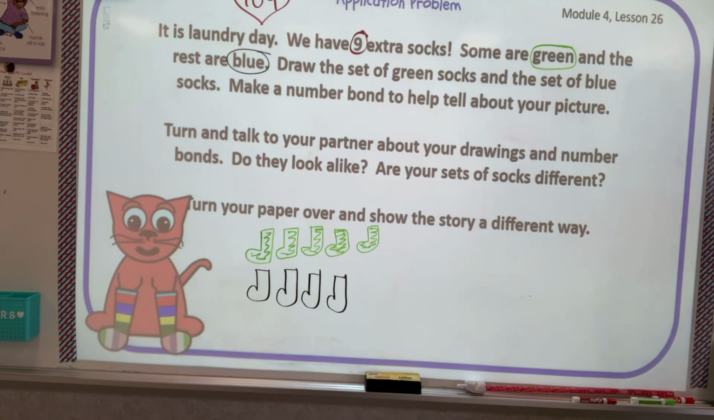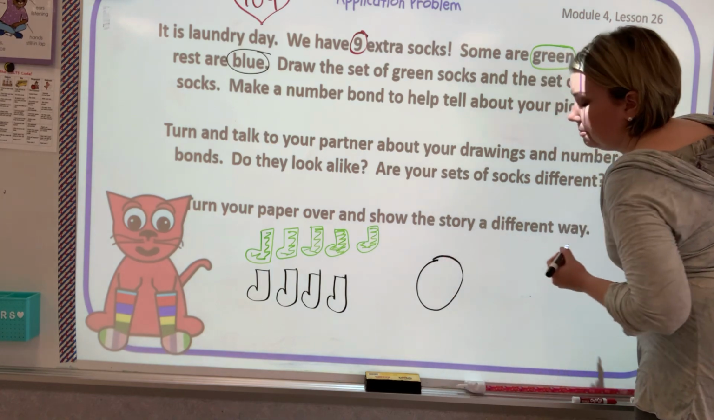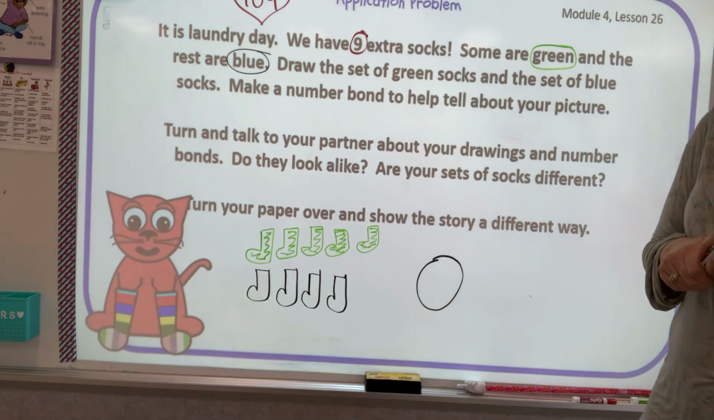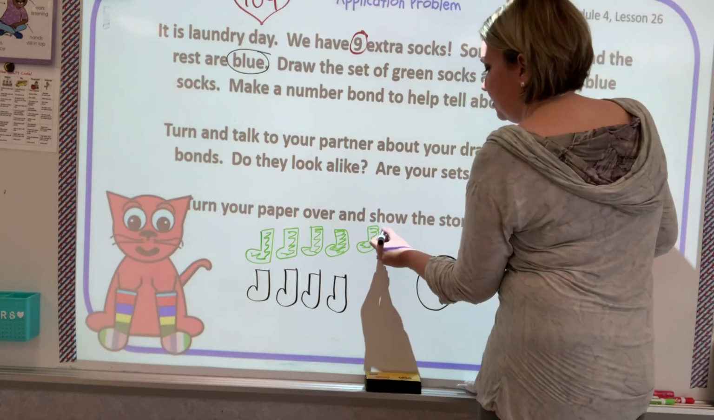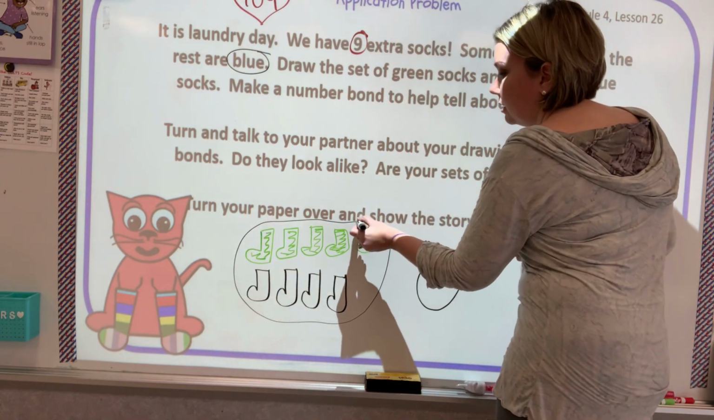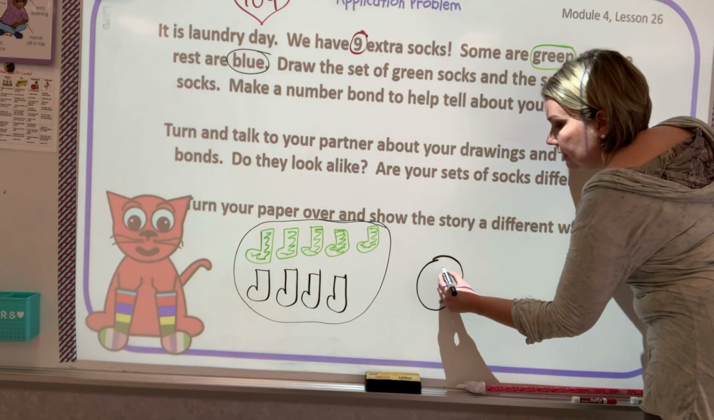We're gonna make a number bond to go with our story. I'm gonna draw my number bond this way. I need to start with my whole. What's my whole? DJ, can you tell me the whole? The whole tells me how many I started out with. How many socks do I have, DJ? 9. Very good. That's gonna be my whole.